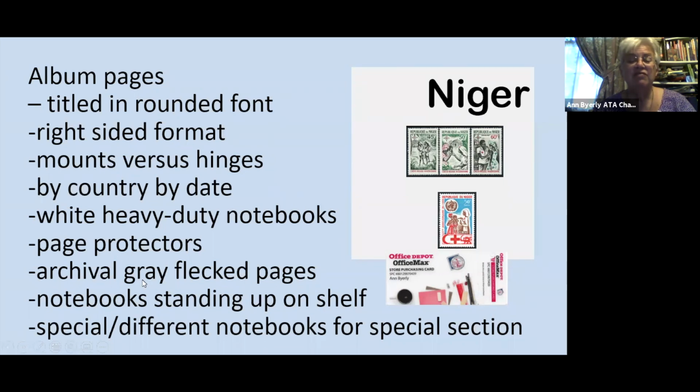Also, archival flecked pages. Part of it is sometimes on a white page, the stamps, particularly as they age, don't look their best. So I actually chose gray flecked pages to bring out the colors in the stamps and the covers. Notice the notebooks all standing up on the shelf, because you can't lay them down. They'll get ruined if you have them lying down. Okay.